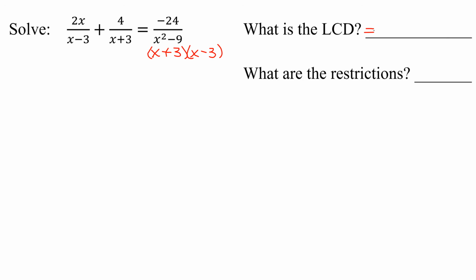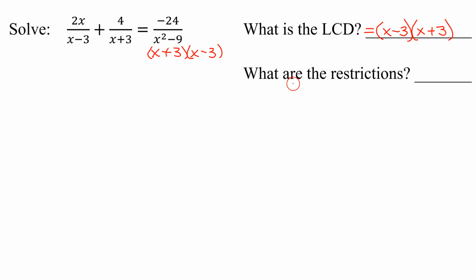We can find the LCD. To find the least common denominator, go to the first denominator. I have to have an x minus 3. You go to the next denominator. Do I have an x plus 3 over here? No. So I have to multiply by x plus 3. Now go to our last denominator in factored form. Do I already have an x plus 3 present? Yes. Do I already have an x minus 3 present? Yes. So my LCD is x minus 3 times x plus 3.